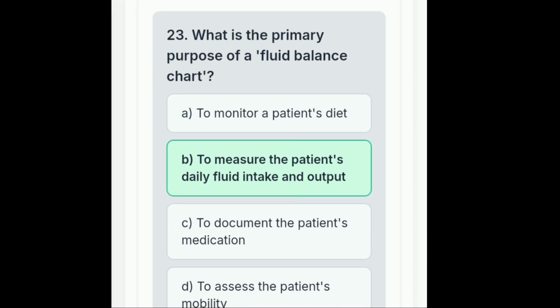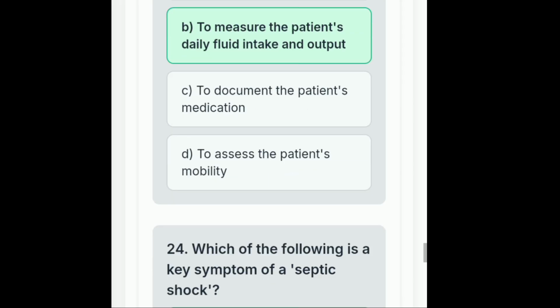What is the primary purpose of a fluid balance chart? Option A, to monitor a patient's diet. Option B, to measure the patient's daily fluid intake and output. Option C, to document the patient's medication. Option D, to assess the patient's mobility. So the B is the correct.